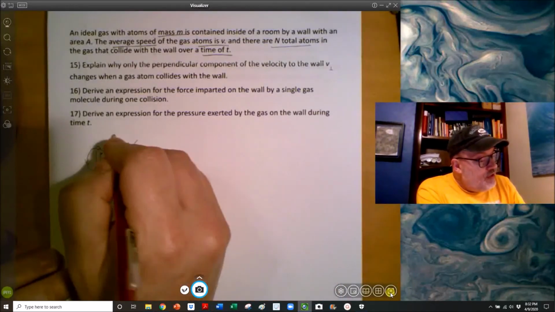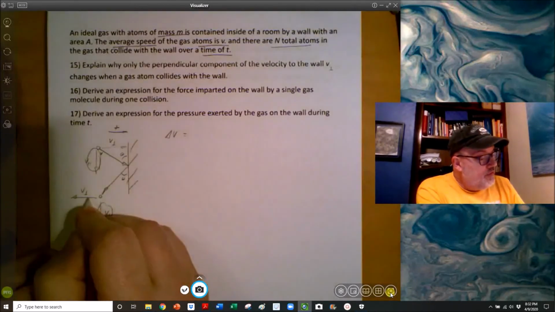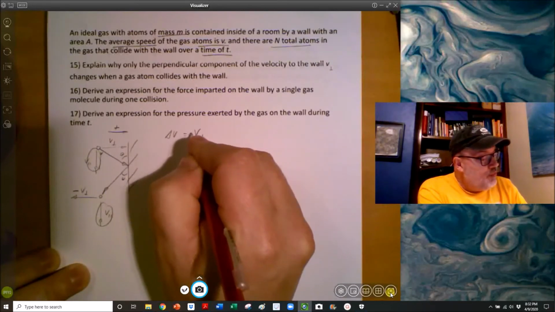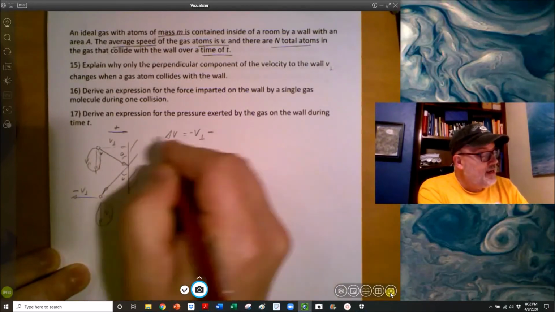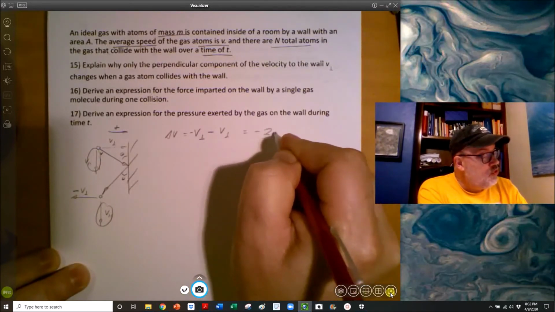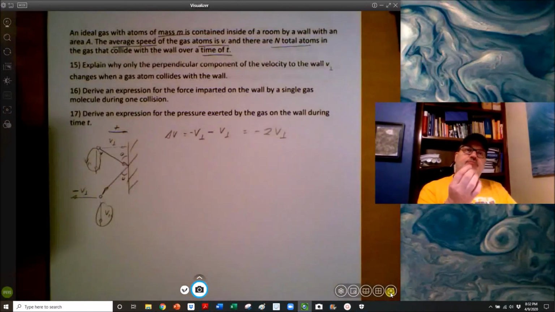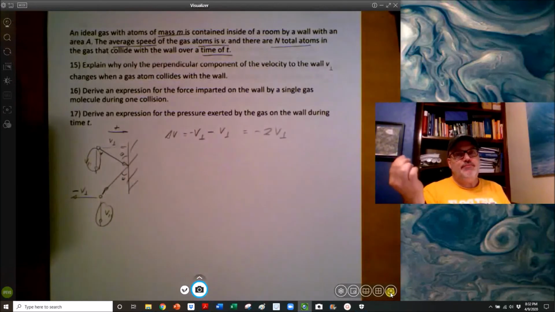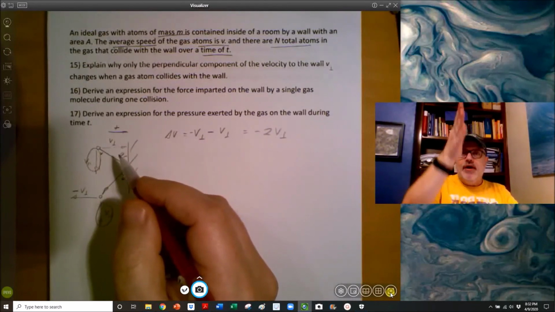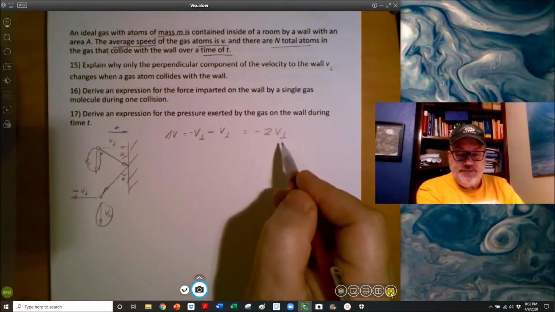And so if we call to the right positive, our change in velocity equals our final velocity, which is to the left, so v perpendicular negative, minus the initial, which is v perpendicular. So we get a -2 v perpendicular change. So it changes because it bounces into the wall and bounces back. But in this case, the parallel part is in the y direction in my drawing. It's not changing at all. So only the perpendicular part changes.